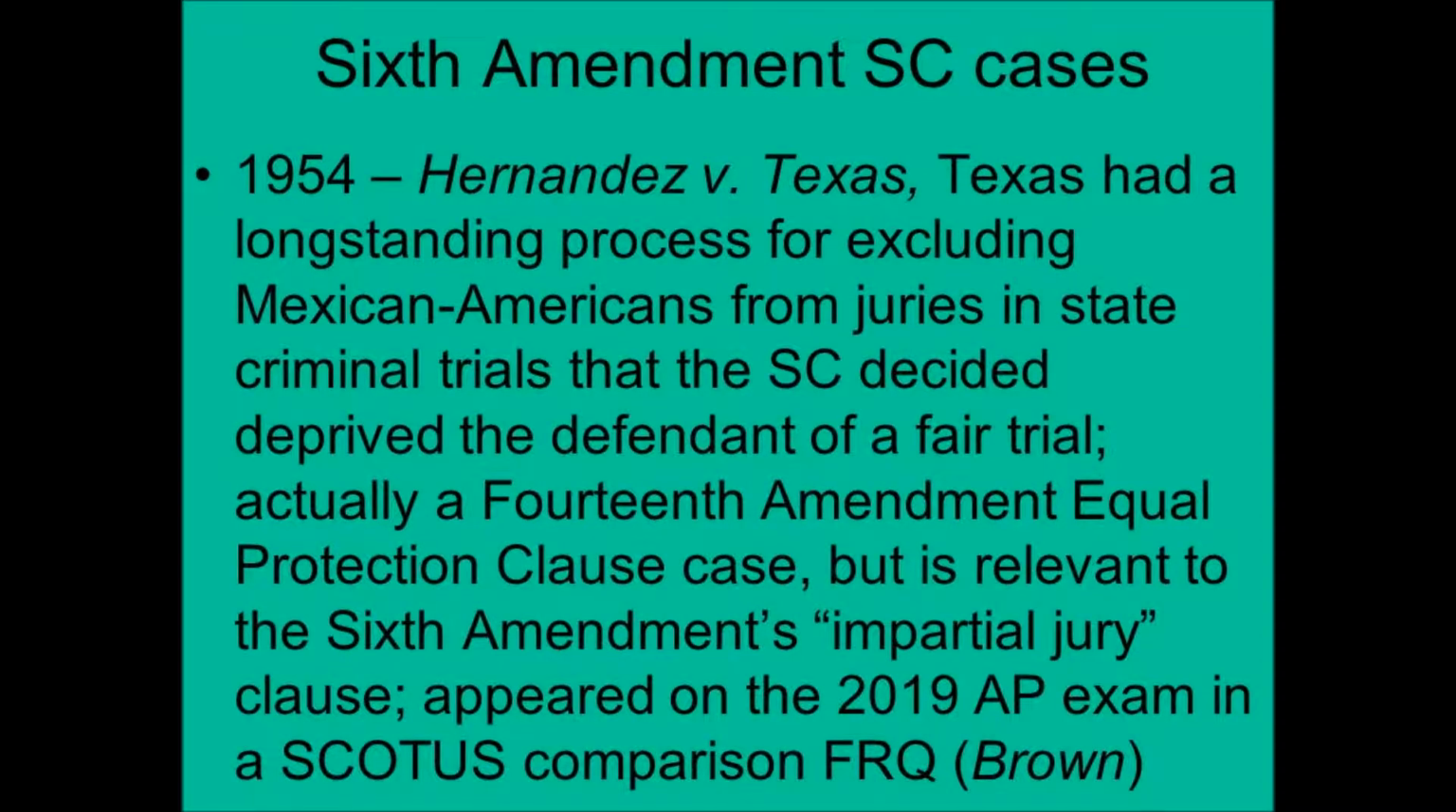So the 1954 Hernandez versus Texas case is a little exciting because after years of teaching it, it finally showed up on an AP exam last year, in 2019. It turns out in Texas in the 1950s, there was a set of procedures in place for deciding who gets to be on a jury and who doesn't. These procedures basically, for all intents and purposes, excluded Mexican Americans from serving on juries in Texas in criminal trials. And Hernandez lost his case and appealed on the basis that the jury was unconstitutionally constructed by having Mexican Americans excluded from juries.